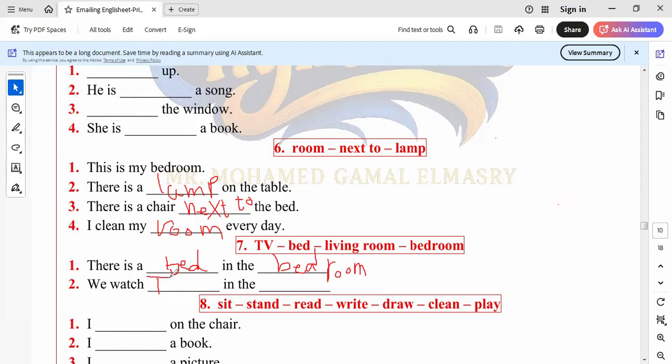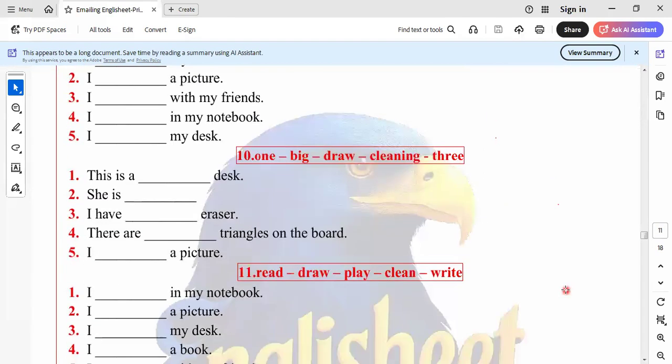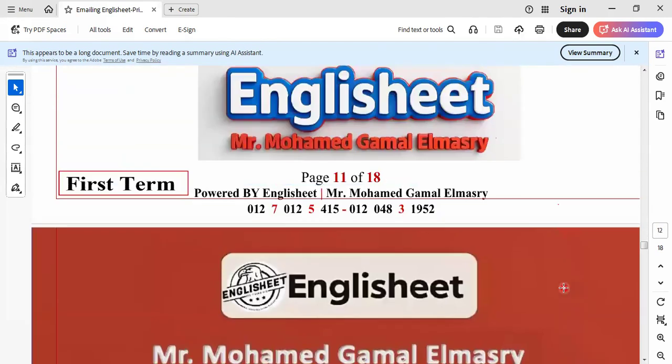We watch TV in what? In the living room. It will be here, in the living room. We watch TV in the living room. Okay, I think it's enough for today. I leave the rest for you to do by yourself. If you have any questions, I'm able to answer. Send them to me below the video, okay?